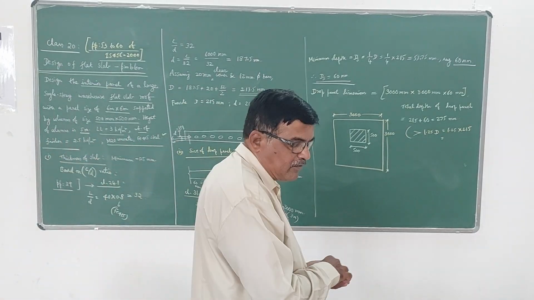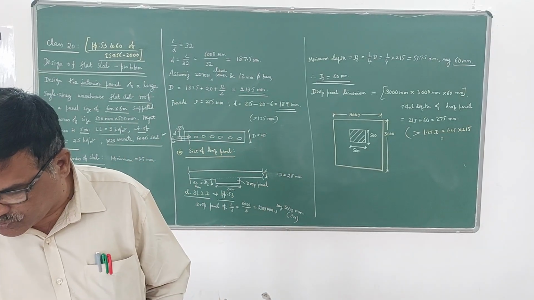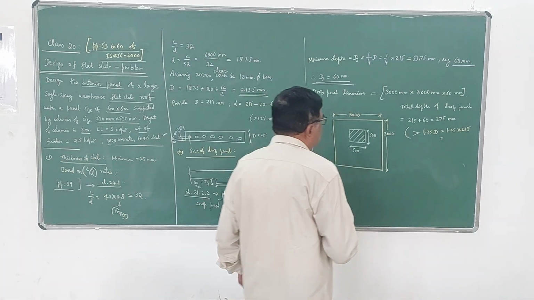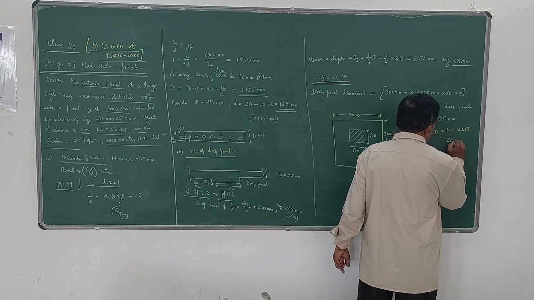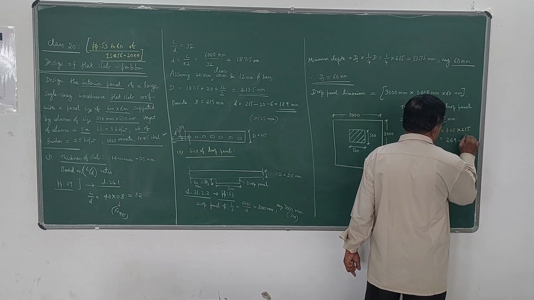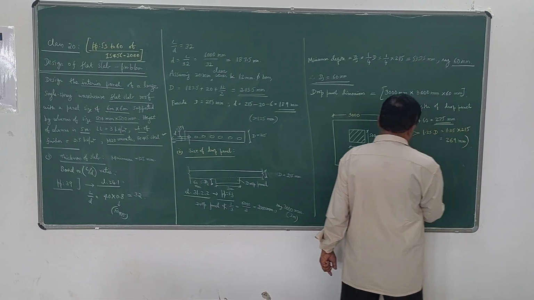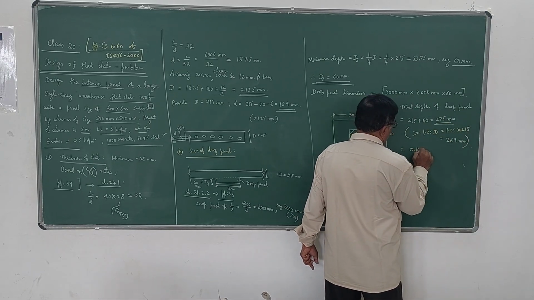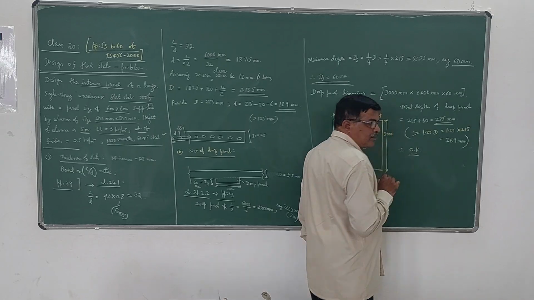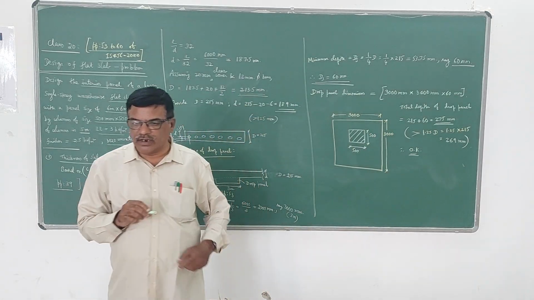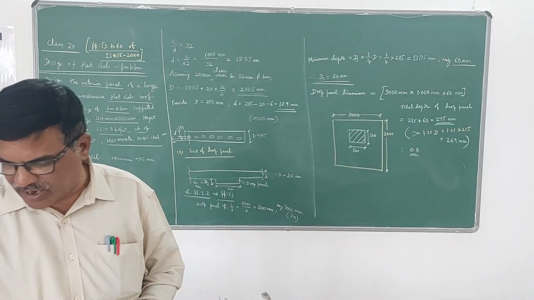1.25 times 215, I think it comes to 269. So it is greater. So no problem, 275 we got. So therefore it is okay. Okay. So this is about fixing the dimensions of the drop panel.